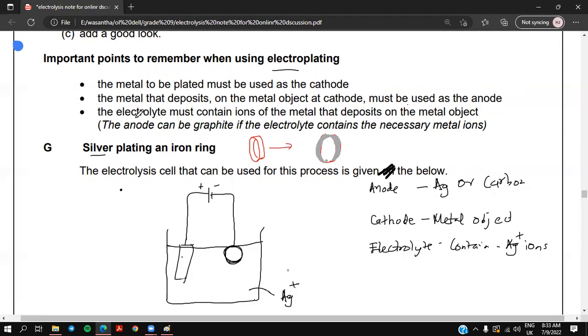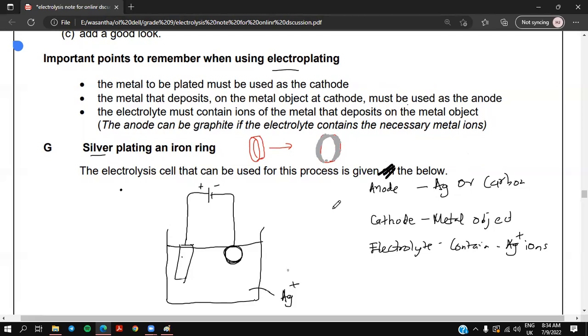Third point, the electrolyte must contain ions of the metal that deposit on the metal object. Silver ions must be there. And I have included another information. The anode can be graphite if the electrolyte contains the necessary metal ion. Anode can be silver or carbon for this electrolysis because we are going to do silver plating.